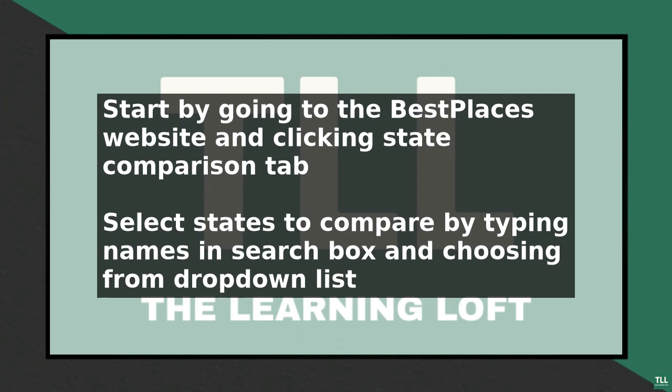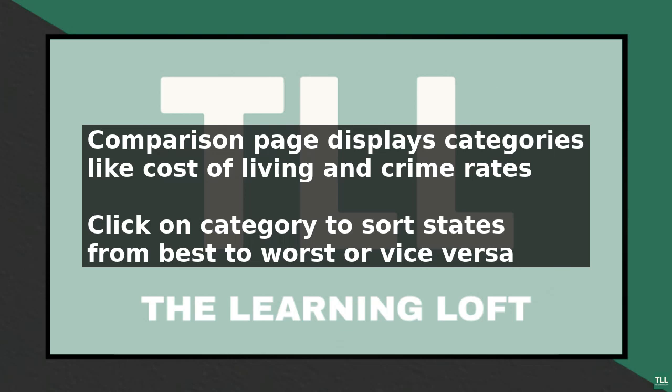The comparison page will display various categories such as cost of living, crime rates, education, and climate. To sort the states, click on the category you are interested in and the states will be rearranged in order from best to worst or vice versa, depending on the category.